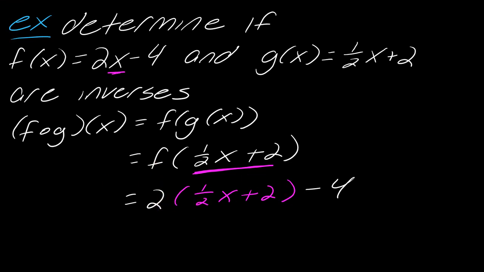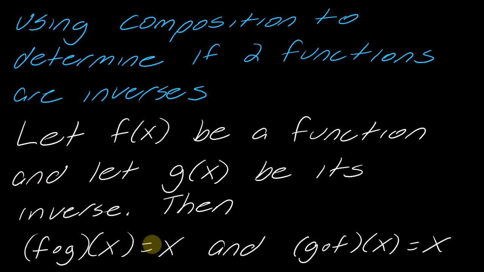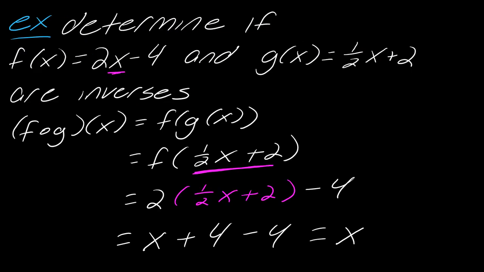In this case, I can easily distribute the 2. 2 times 1/2 x is x, and then 2 times 2 is 4, and then I've got the minus 4. And so this ultimately equals x. There is the result I was trying to get, x. Okay, we're not done. Now we want to do this again in the other order. So let me clear some space.